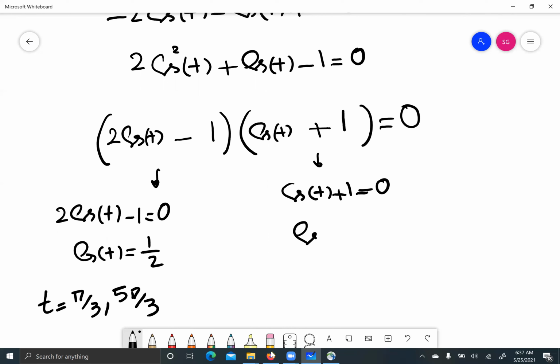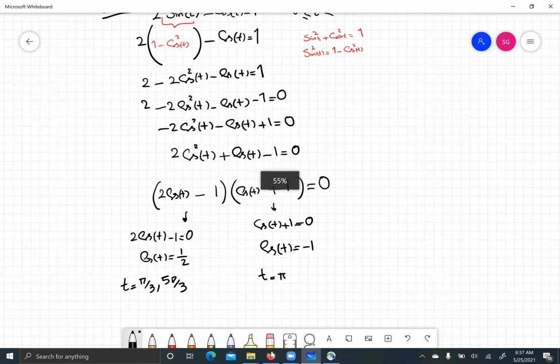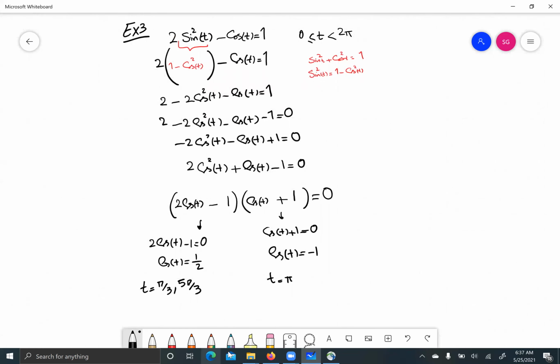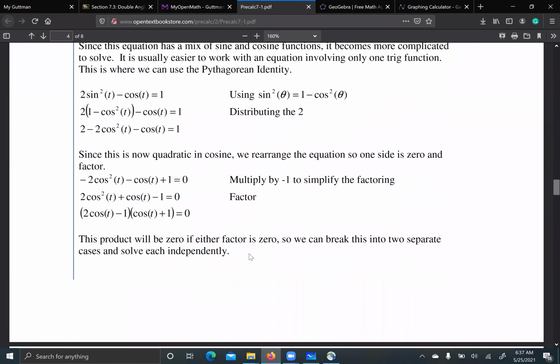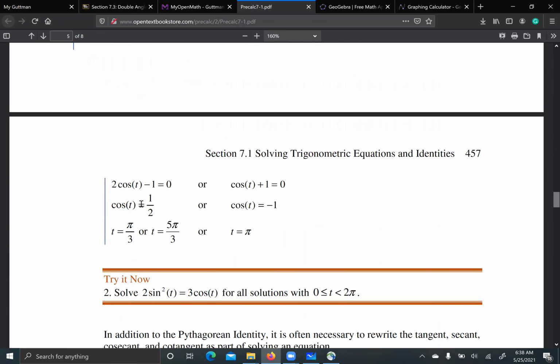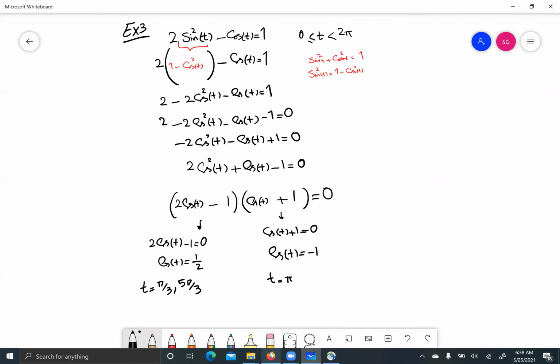And cosine of t is negative 1, which gives me pi, because it says only between 0 and 2 pi, that's the only answer. So these are the solutions to this equation, right? We factor it and we get cosine is half, which gives us pi over 3, 5 pi over 3. Cosine is negative 1, which gives us pi. So there are three solutions, one, two, three solutions for this equation over this interval.